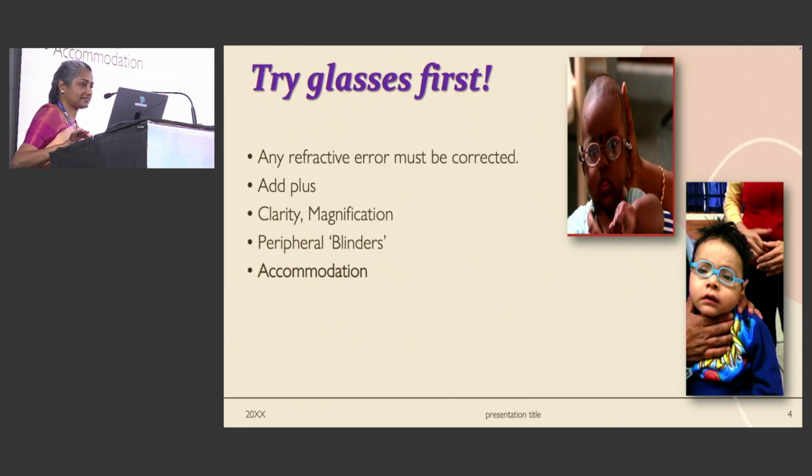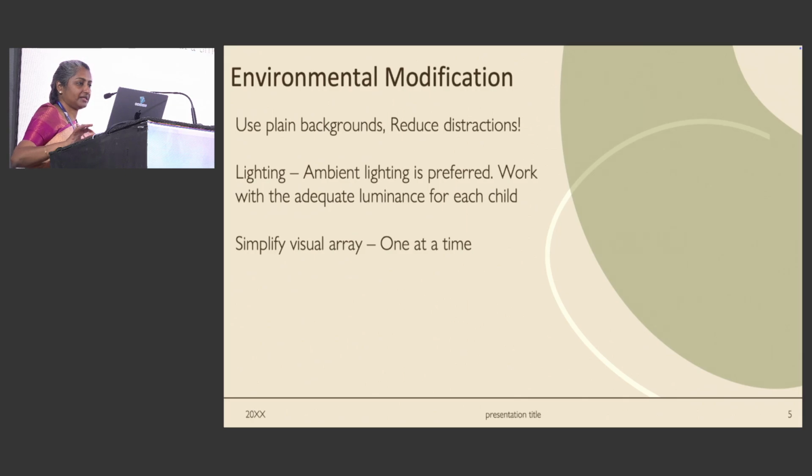So try the glasses first, I already said, but also the glass, if it is a high plus frame, it also acts as a peripheral blinder, like the child is not able to see beyond the glass. So that may itself help in giving a focus. And because sometimes the features of CVI also mimic an ADHD, many times we may feel like that, but this may actually be helpful to prevent that tendency of the child to not concentrate. Accommodation, I said.